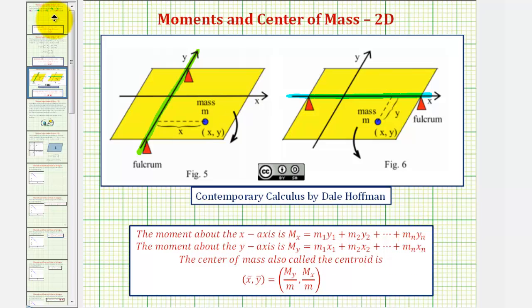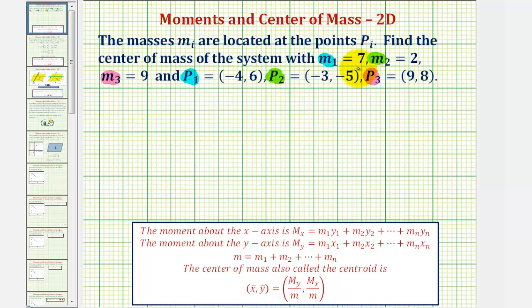So now let's go back to our example and find the center of mass of this system. Let's begin by determining m, the sum of the 3 masses. So m is equal to 7 plus 2 plus 9, which is equal to 18. Now let's find the moment about the x-axis, capital M sub x. So we'll take each mass and multiply by the y-coordinate of its location given by the point.